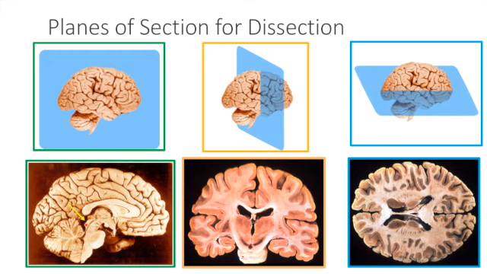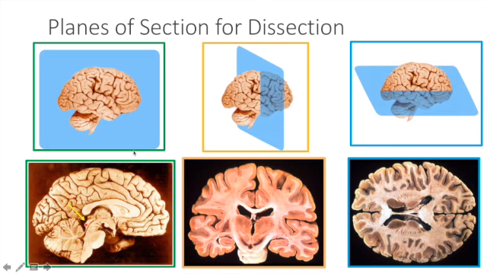So now you can test to see if you can identify all of these. Now that we've just gone over them, do you recognize them? And again, you can use the color coding. You can use the cuts themselves. Which one is the coronal cut? Which one is the sagittal cut? Which one is the horizontal cut? Pause the video and think about it.